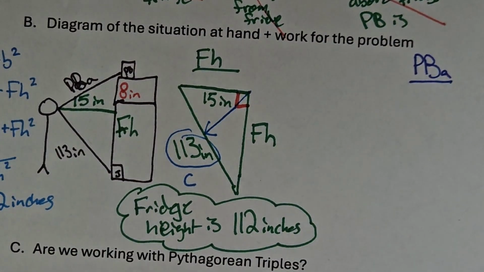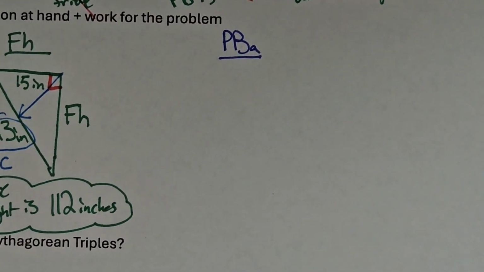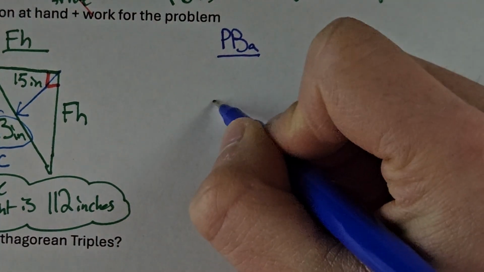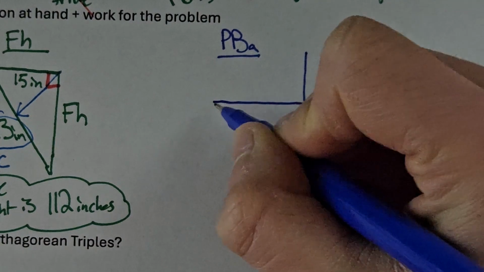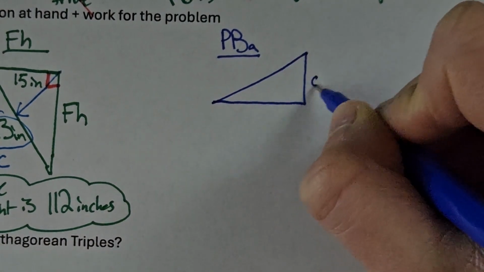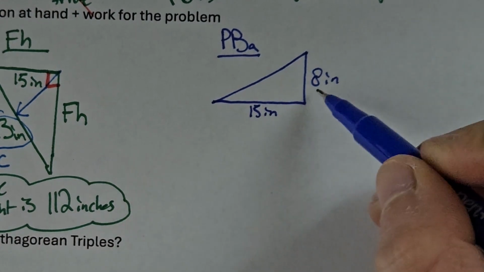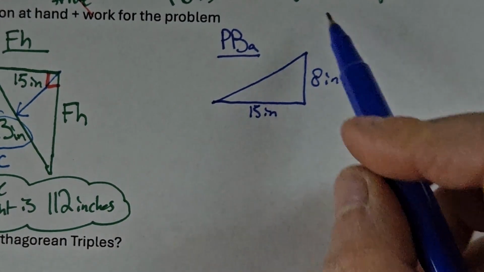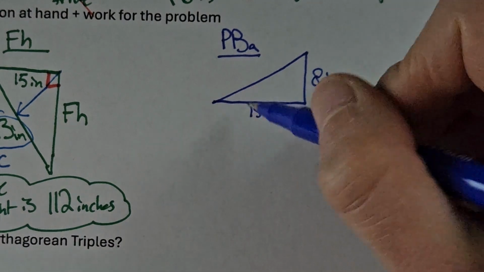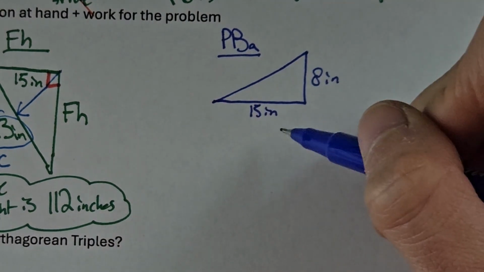All right. Now we can work on PBA, finding the arm's length reach for that peanut butter, drawing out the diagram that I have. We have 8 inches and 15 inches. Since the peanut butter is on a cabinet all the way up 8 inches above that fridge, I am 15 inches away from that fridge.